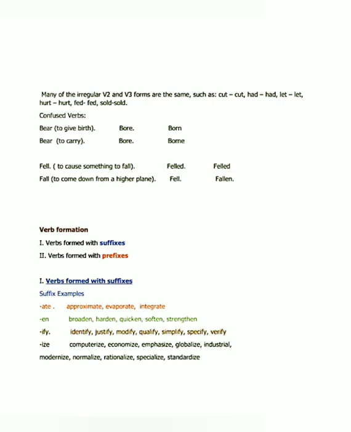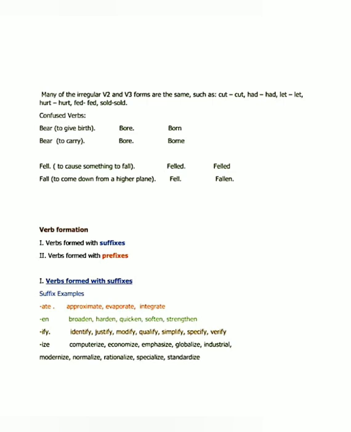Okay, so let's see some verbs formed with suffixes. Suffix examples: ate. With this suffix we can form words like approximate, evaporate, integrate. Then with the suffix en we can write broaden, harden, quicken. ify: identify, justify. ize: so here are lots of examples, go through them. Computerize, economize, emphasize, globalize.